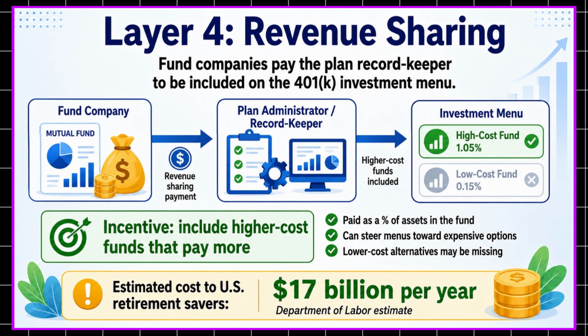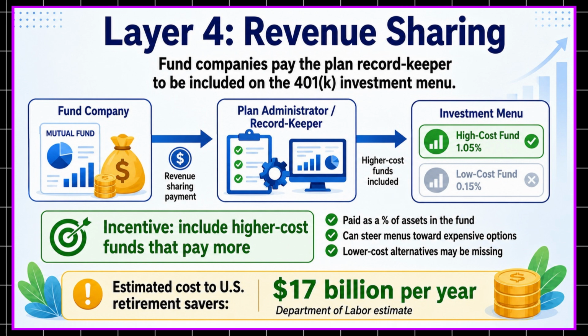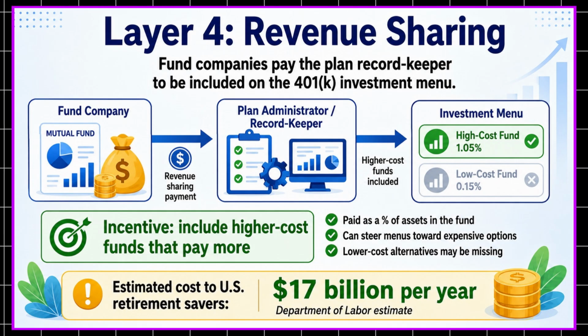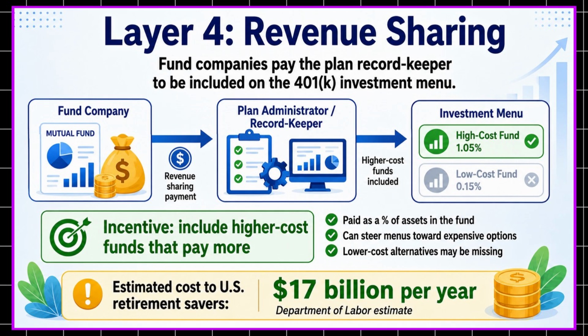Layer 4, revenue sharing. This is the layer that most closely mirrors every other corporate corruption story you already know. Here is the mechanism. Your employer selects a 401k plan provider, a record-keeping company, to administer the plan. That provider also builds the fund menu from which employees choose their investments. In theory, those funds are chosen in your best interest. In practice, many of them are on the menu because the fund companies pay the record keeper to be included. These payments are called revenue sharing arrangements.